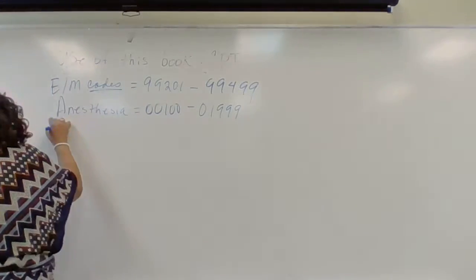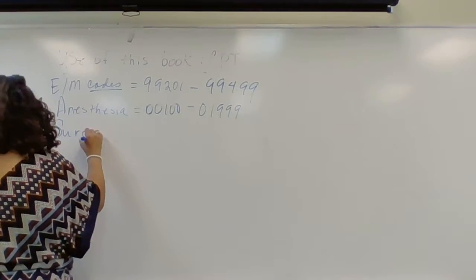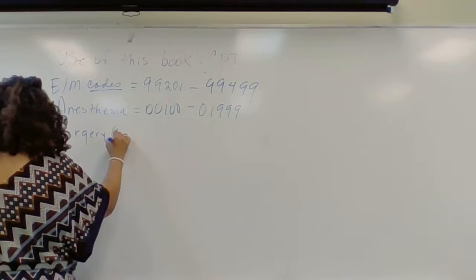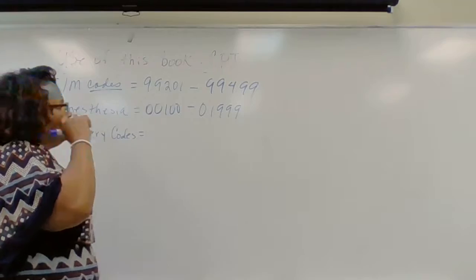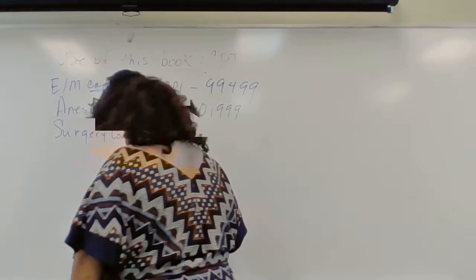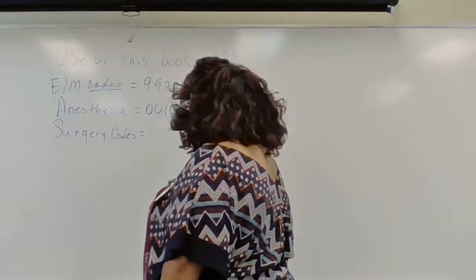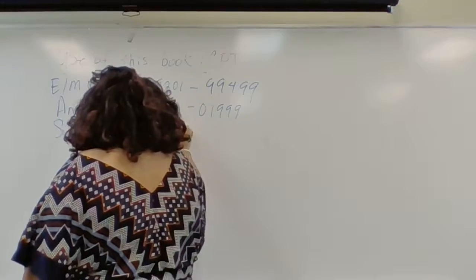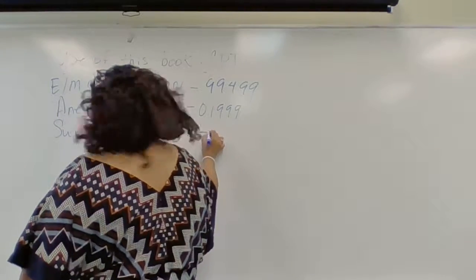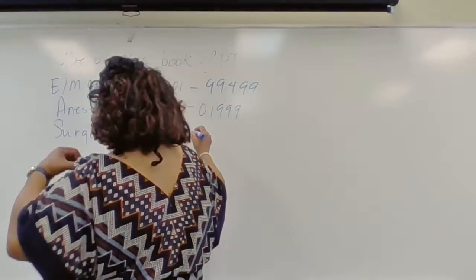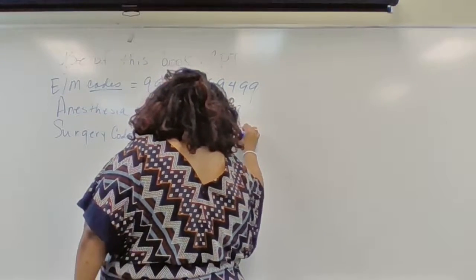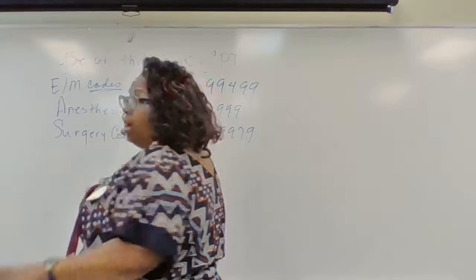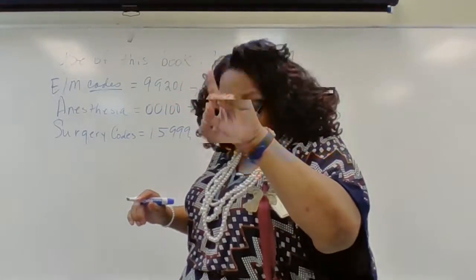Surgery guidelines. So you have your surgery codes. Okay, so now we're going to break this down a little bit more. Your surgery codes begin with what number? 15999. 69979. Now, here's the thing.